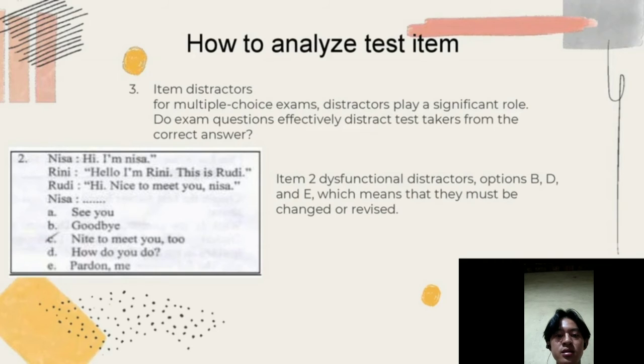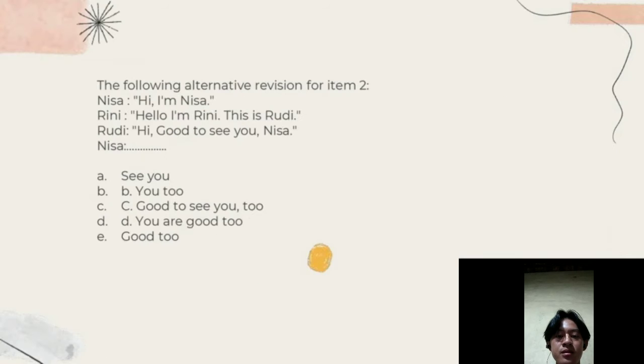Item 2, dysfunctional distractor. Options B, D, and E must be changed or revised. Item analysis entails noting the pattern of students' errors on the various questions in all the ways stated above. This analysis can provide distinct feedback on exam efficiency and support exam design.